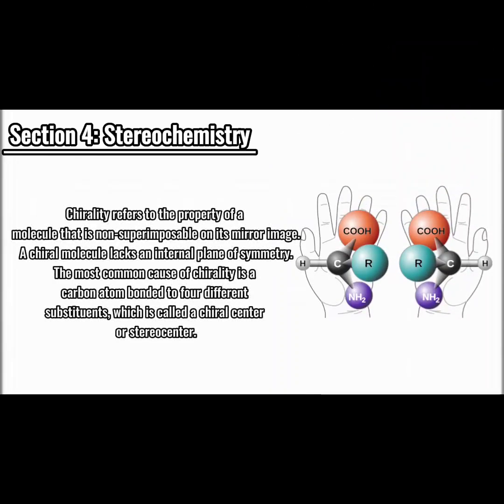Chirality refers to the property of a molecule that is non-superimposable on its mirror image. A chiral molecule lacks an internal plane of symmetry. The most common cause of chirality is a carbon atom bonded to 4 different substituents, which is called a chiral center or stereocenter. For a real-life example, my hands are chiral. My left hand and right hand are mirror images of each other, but they cannot be superimposed perfectly.